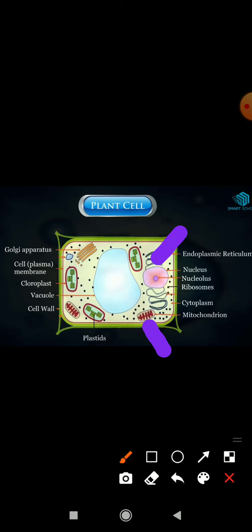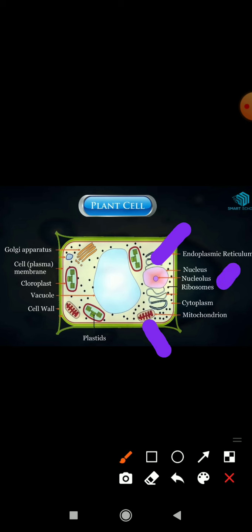This one is the endoplasmic reticulum, and the ER function is transportation of food and materials. ER is of two types, rough endoplasmic reticulum and smooth endoplasmic reticulum. In rough endoplasmic reticulum, the ribosomes, the proteins are present. And the next one, nucleus. In every cell the nucleus is at the center point of the cell.